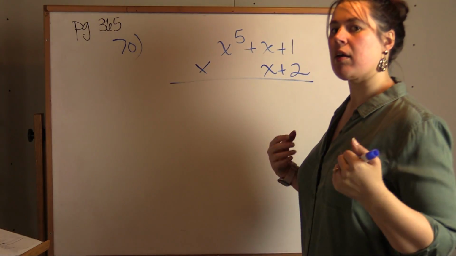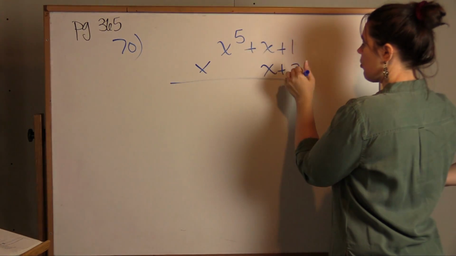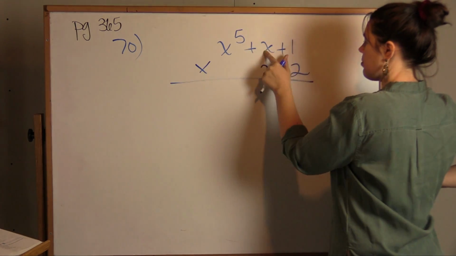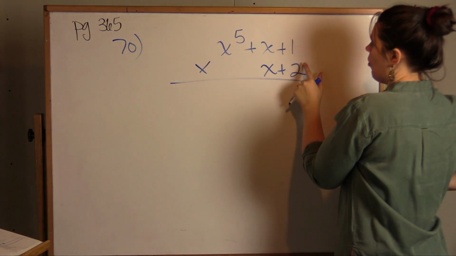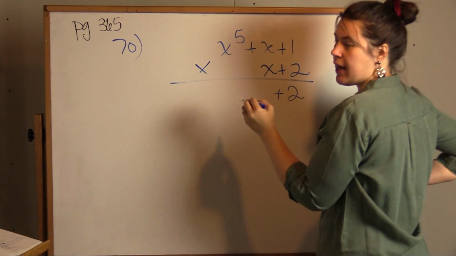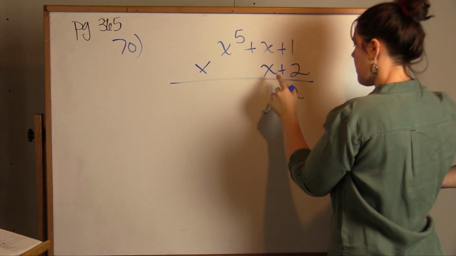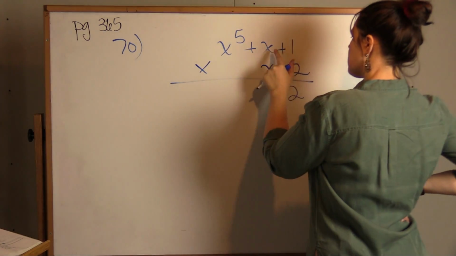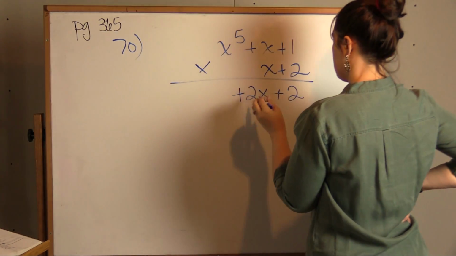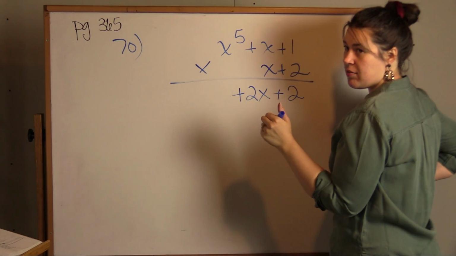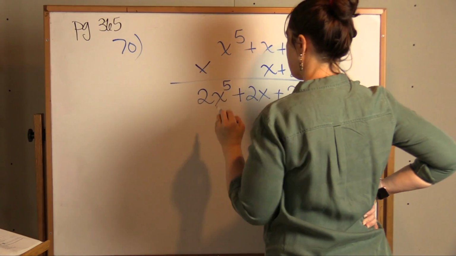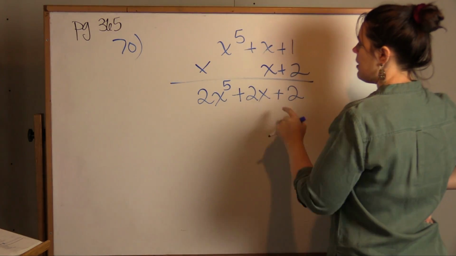So we're multiplying vertically. All right, so start with the last term on the bottom. So 2 is going to get multiplied by everything on top. So 2 times 1 is 2. And make sure you put the sign. So it's a positive 1 times positive 2 is positive 2. Positive 2 times positive x is positive 2x. Positive 2 times positive x to the 5th is positive 2x to the 5th.